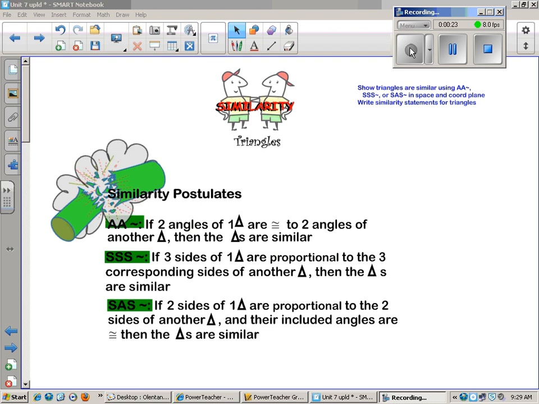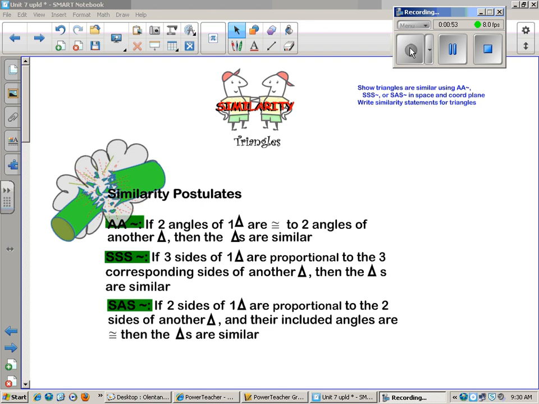Remember, I do pictures and you had to tell me what shortcut it was. And then we're going to use those shortcuts to solve for missing pieces of other triangles. Okay, so the 3 shortcuts are angle-angle similarity, and that's if you can prove 2 of the angles of 2 figures are equal. That means they're similar.